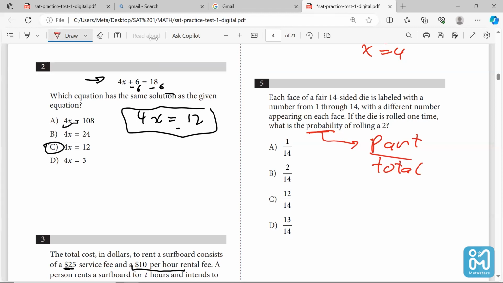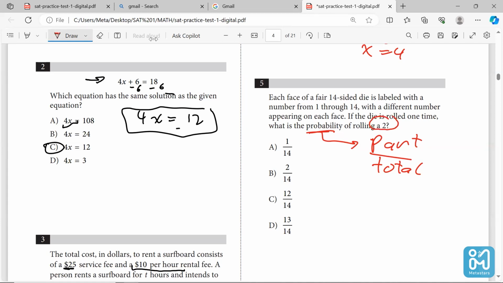I have a fair 14-sided die. I'm talking about the dice, labeled with a number from 1 to 14, a different number appearing on each face. So it's going to be 1, 2, 3, 4 until you reach 14. If the die is rolled one time, what is the probability of rolling 2?